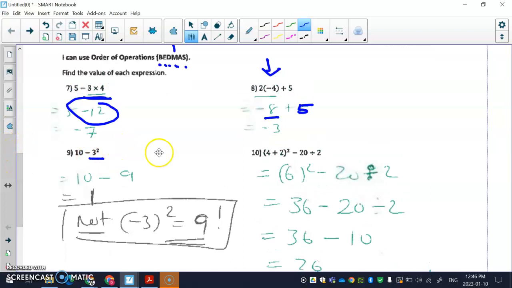Exponents first. So this one's difficult. This one here I just made a note of. So we went through this in class. This squared is different than this. So it's not in a bracket. When you have this minus 3 squared, if there's a bracket, the answer is positive. If there's no bracket, the answer is negative. So that was early on in the course. But if you remember that, that's the rule we have for exponents. So 10 minus 9, because 3 squared is 9, is 1.